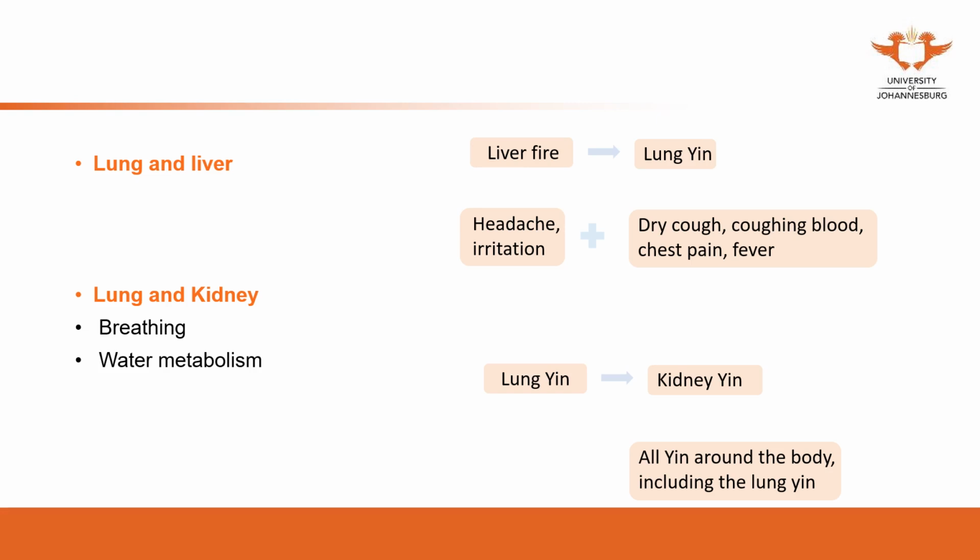That's the lung yin can benefit the kidney yin. That's from the five elements. The lung is the metal and the kidney is the water. The metal can generate the water. That's why we say the lung yin can benefit the kidney yin.